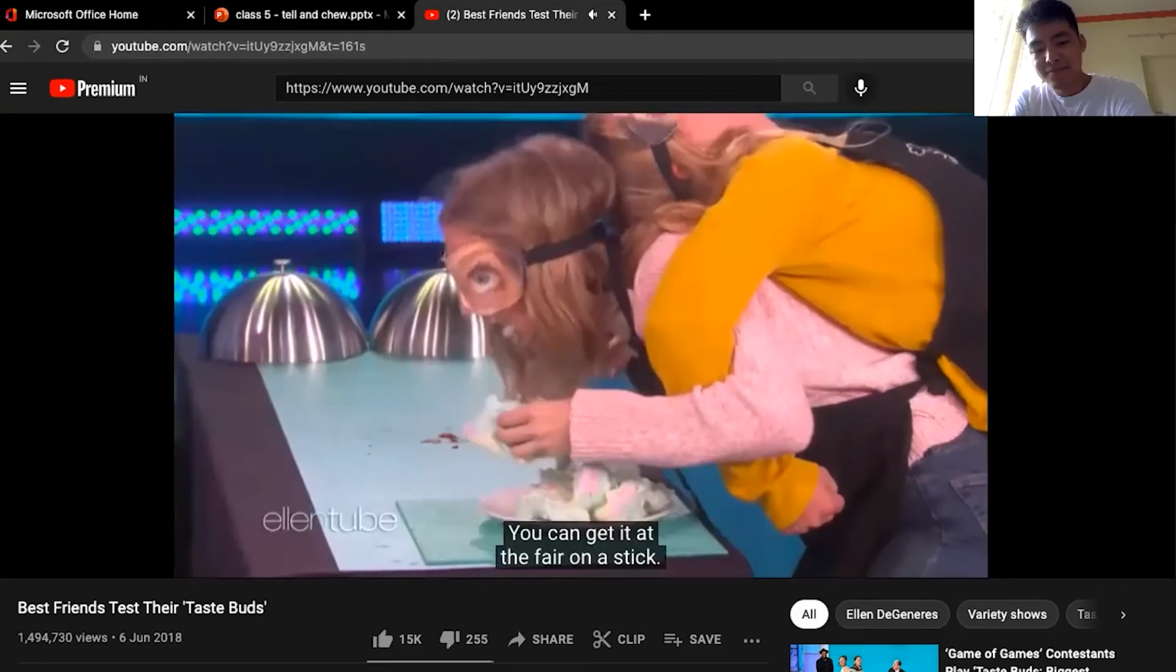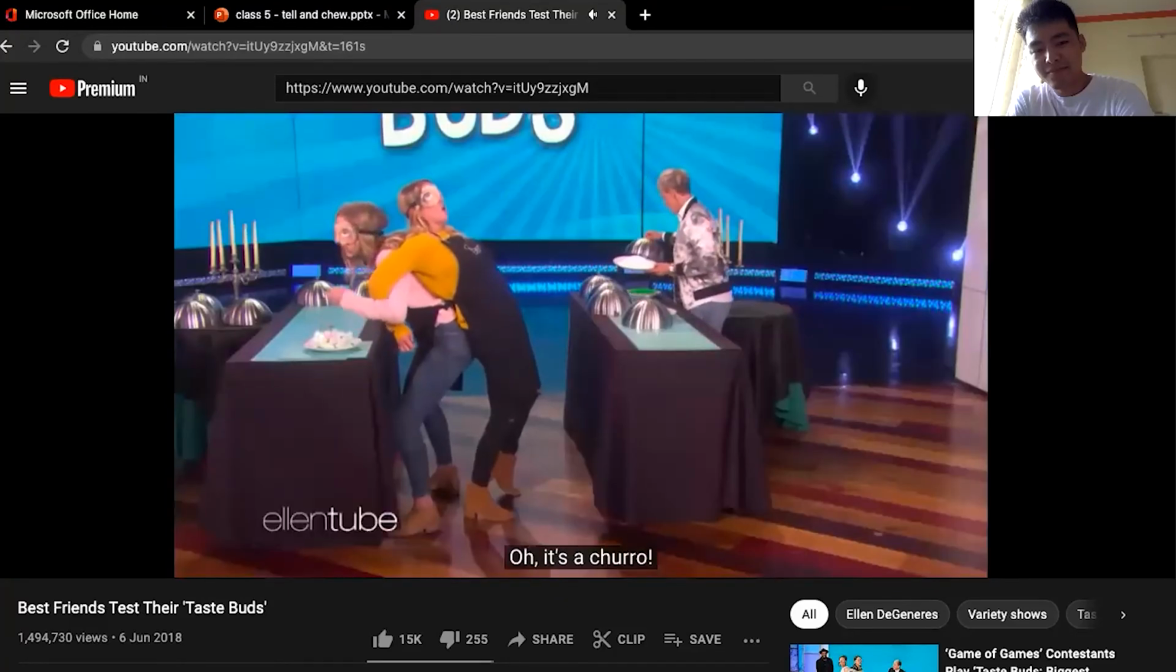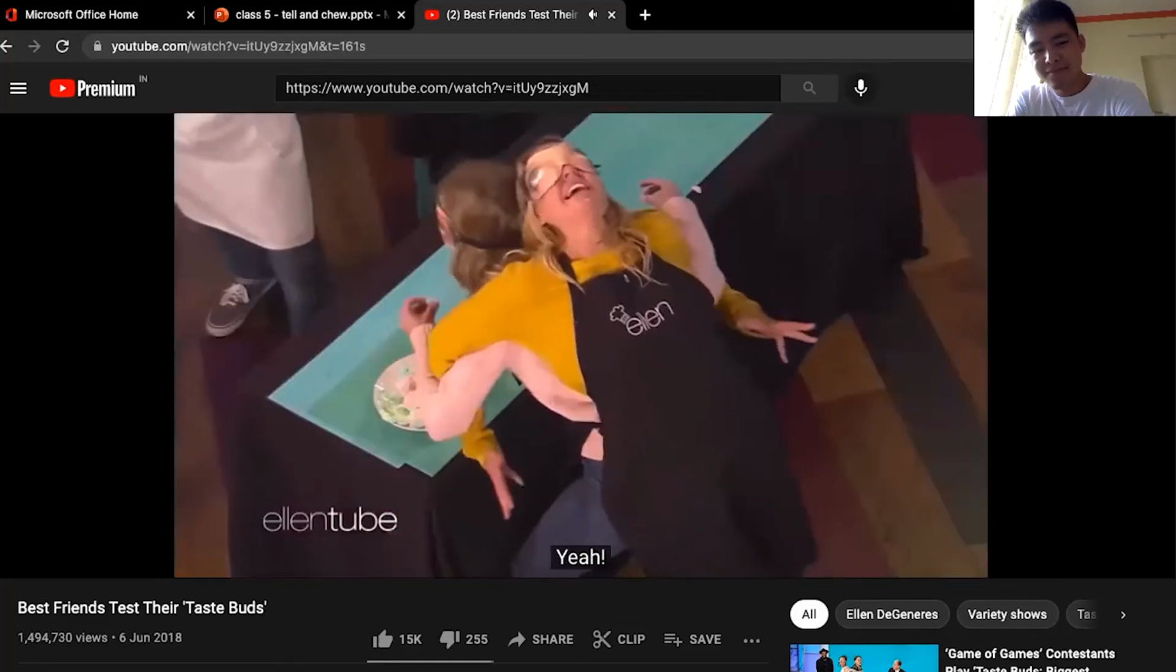What is it? Oh, man, that's a bear. That's a bear. Is it a hot dog? No, it's sweet. Oh, it's a churro? No, it dissolves in your mouth. Oh, God, get it! Yeah, get it!